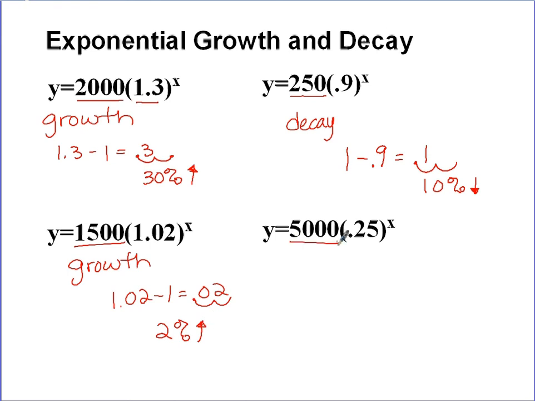This problem has a starting amount of 5,000. Because this number 0.25 is less than 1, this is going to be decay. I'm going to take 1 and subtract 0.25 from it and get 0.75. That's how far it is from 1. And I'm going to move the decimal over 2 places, and I'm going to get 75% decrease.